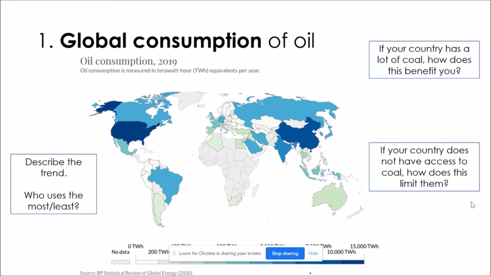So when you're looking at consumption, you're likely to be shown a map, and this one here is showing oil consumption in 2019. So as a geographer, you should hopefully be quite used to describing trends that you can see on a map. And if we look at the trend of oil consumption, you can see that actually the majority of countries using a lot of it, so the more blue colours, if you have a look on that scale of terawatt hours being used at the bottom, then it's mostly going to be in the northern hemisphere, with the exception of places such as Brazil.